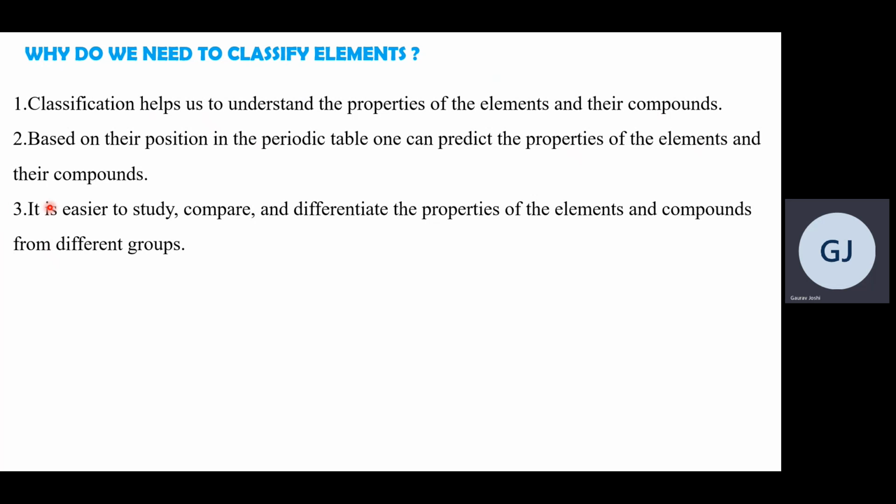Then thirdly, it is much easier to study, compare and differentiate the properties of elements and compounds from different groups. For example, in the modern periodic table where we have S, P, D and F block elements, if I want to compare the physical or chemical properties between the S block, P block, D block or F block elements, I can easily do that by recognizing the S block electronic configuration or its physical and chemical properties, and then drawing a comparison with the P block, F block or D block elements. So this is an easier way of working with the elements.